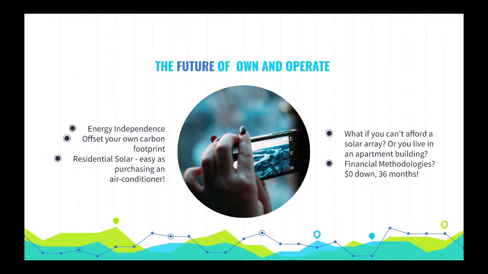Now, some things about the own and operate model we have to think about: what if you can't afford a solar array, or you live in an apartment building? Then you may not have space to put that solar array on. The other issue is the financing methodologies. We have to think about how to get the own and operate model to a point where it's kind of like going to Home Depot or a retail store and being able to just purchase the solar panels as if you're purchasing any other home hardware product.